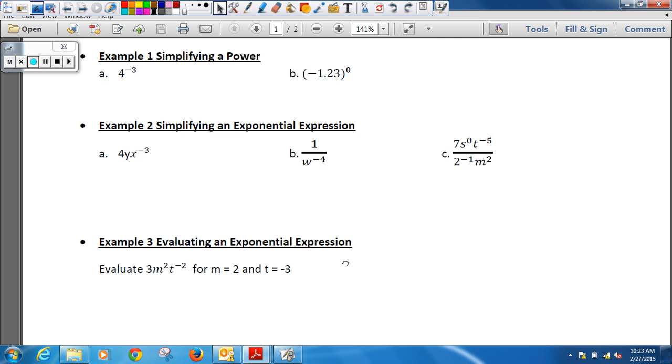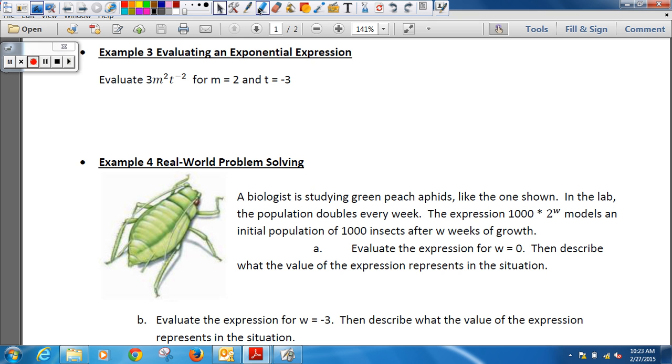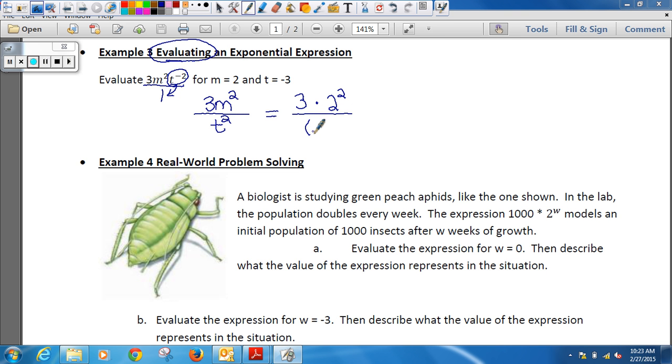Example 3 here has you evaluating an exponential expression. Evaluate just means to simply get what it equals once you sub in some numbers. The first thing I would notice is I would simplify the expression. This has a negative exponent, so I need to move it, lose it. So I rewrite this. 3m squared stays put because they had positive exponents. T had a negative exponent, so I move it, lose it. And now I'm going to sub it in. It says m is 2, 3 times 2 squared, over t squared, and t is negative 3.